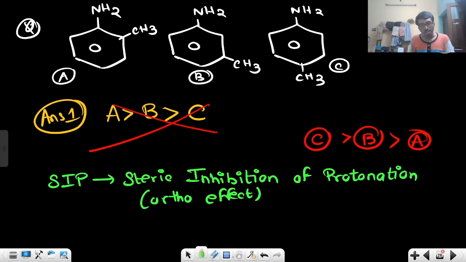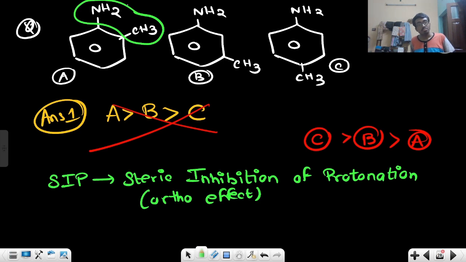This is called ortho effect. So whenever you find such a condition where the ortho position is sterically hindered by a large alkyl group, do not directly jump into conclusion. First think, because steric inhibition of protonation, SIP effect, will apply over there. So you can see over here that near NH2 there is a CH3. So there will be SIP effect applying, and due to SIP effect the protonation will not happen at NH2 easily. That is why A will not be the greatest, but A will be the least, C will be the greatest.